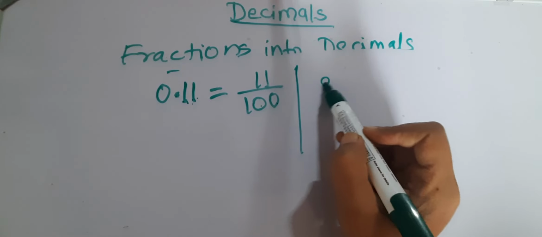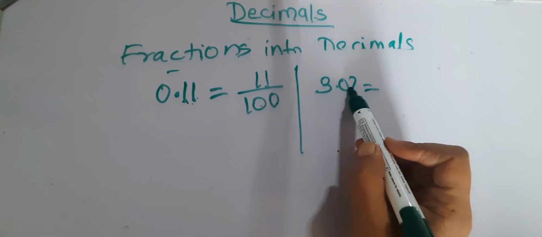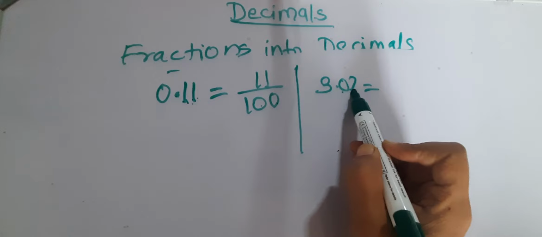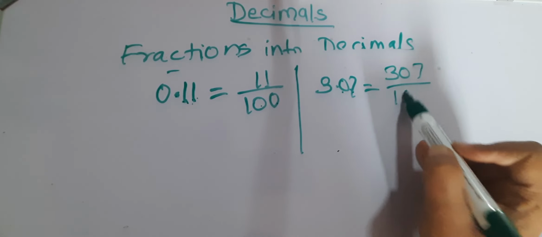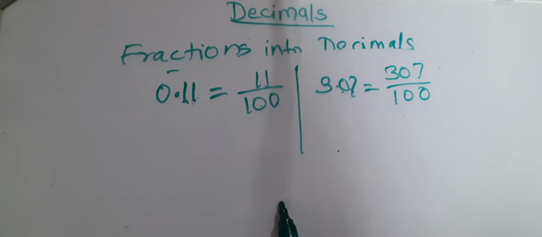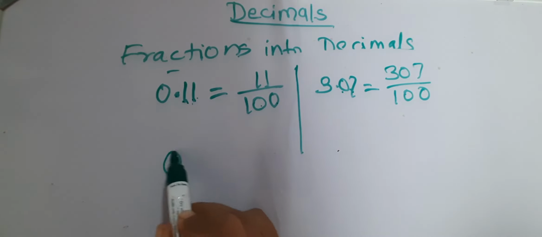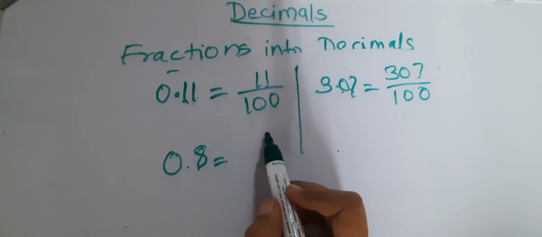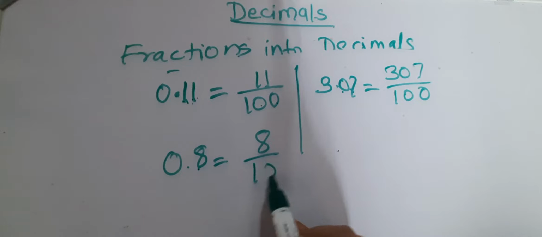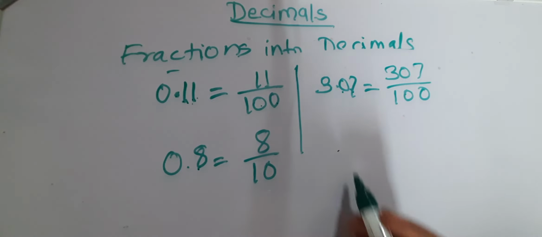Okay. If it is 3.07, again there are 2 numbers here. It is still the 100th place, so it will be 307 by 100. Okay. Suppose it is 0.8. There is only a value at the 10th place. Okay. So we can write it as 8 by 10.